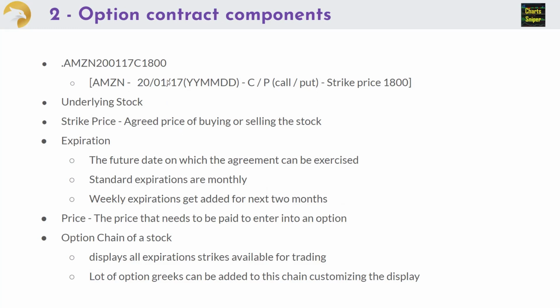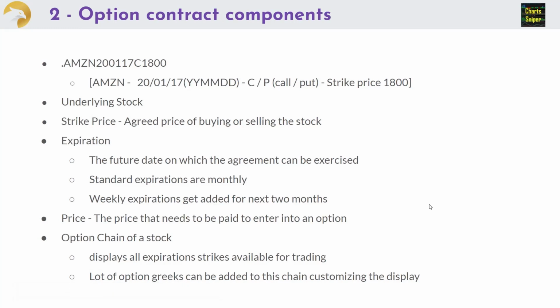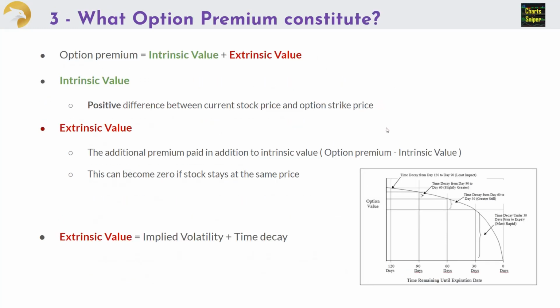All the different option agreements that are tradable under an underlying will be in the option chain. It displays all the expirations and strikes available for trading. A lot of option Greeks can be added to this chain to customize the display. After getting this brief understanding of an option agreement and its various components, let's move on.